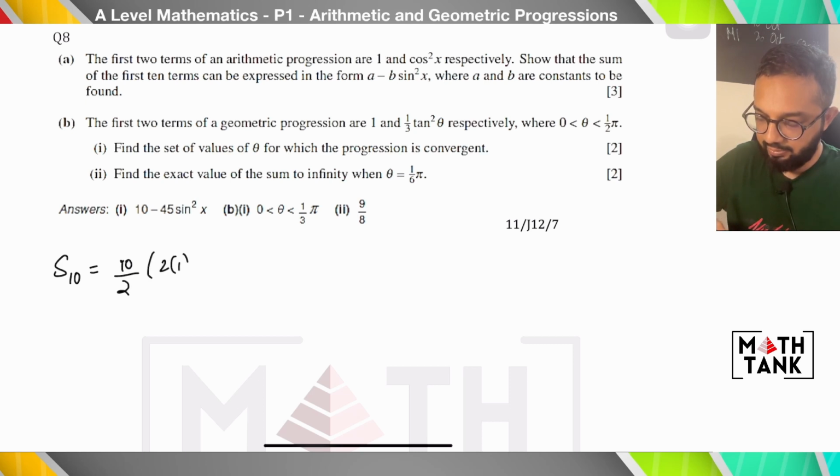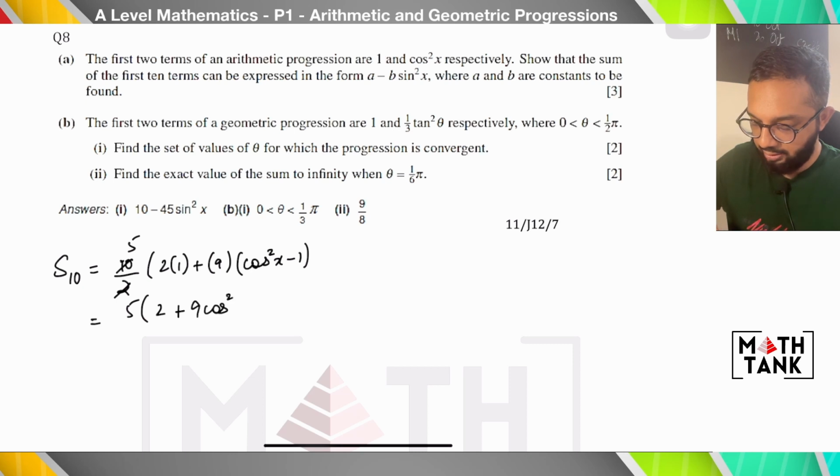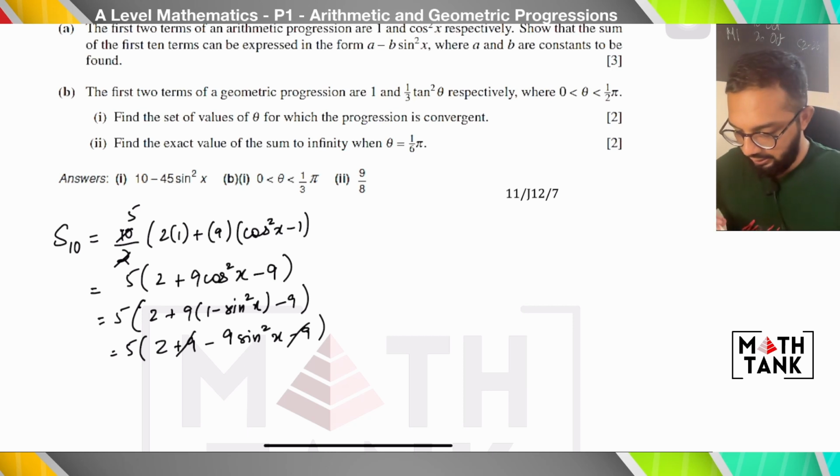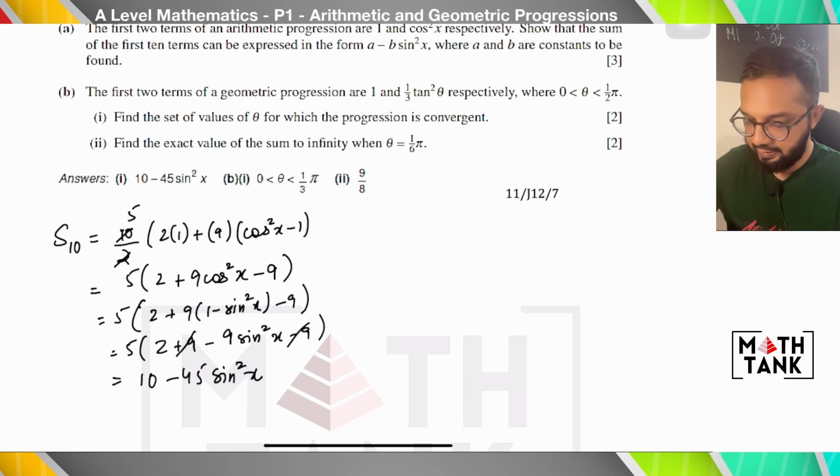So I'm going to say that the first term is 1, and the common difference gives me cos square x minus 1, n minus 1 times d. Okay, from trigonometry I already know that cos square x can be replaced with 1 minus sine square x, and there's a minus 9 at the end as well. So this becomes 2 plus 9 minus 9 sine square x minus 9. The 9 and 9 should cancel out, and I'm left with 10 minus 45 times sine square x. That's the first part.